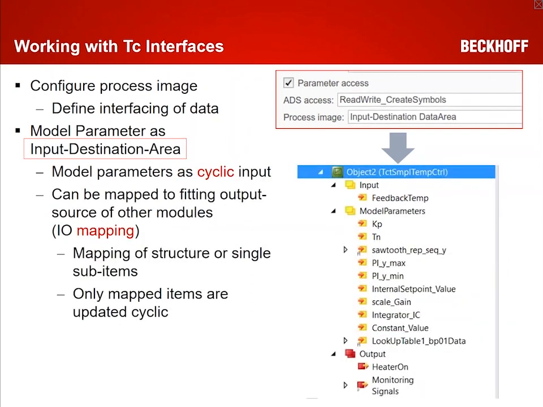You can also say, I want to have the parameters as an input destination area, like the general inputs of the module. Then you can see the model parameters in the system manager. So the same representation like the inputs. And you can map then with fitting output sources of other modules to the model parameters. You can map the complete structure if you like, or you can map only sub-items, and only those mapped items will be updated, but of course they will be updated cyclically.